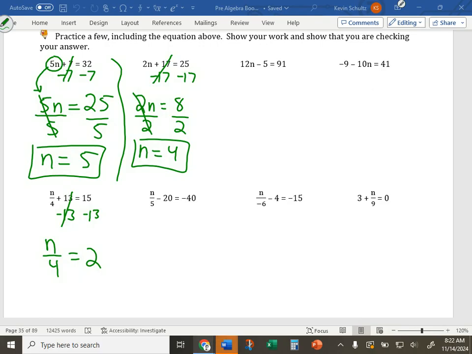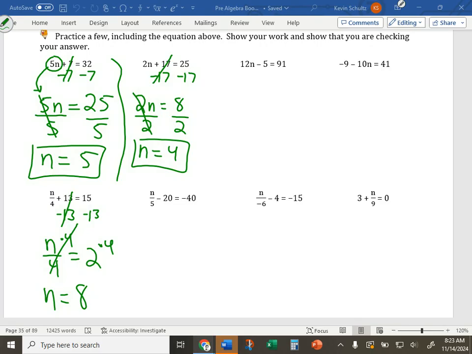Okay? So now, Marina, your time to shine. We're dividing by 4. How do we cancel out that operation? What's the opposite of dividing by 4? Multiplying by 4. Exactly. Right? So we're going to multiply both sides by 4 to cancel that operation out. N is now by itself, and like you said, 2 times 4 is 8.